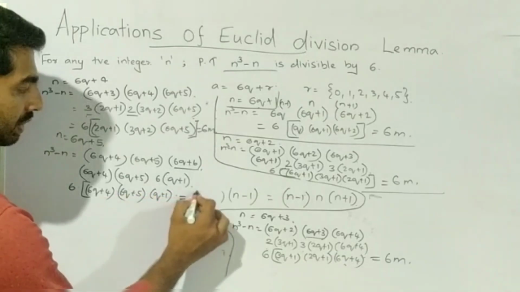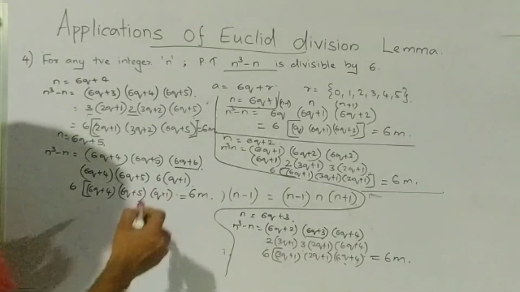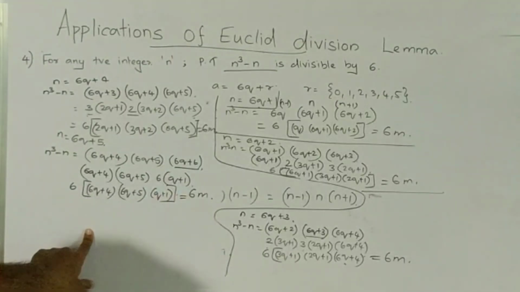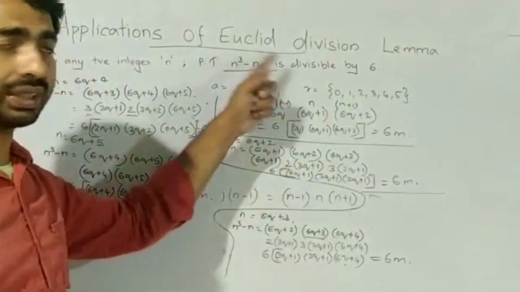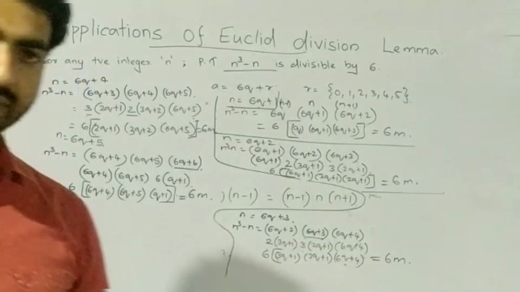So again, this can be represented as 6m. So from this, we have already proved that n cube minus n is always divisible by 6. Yes?